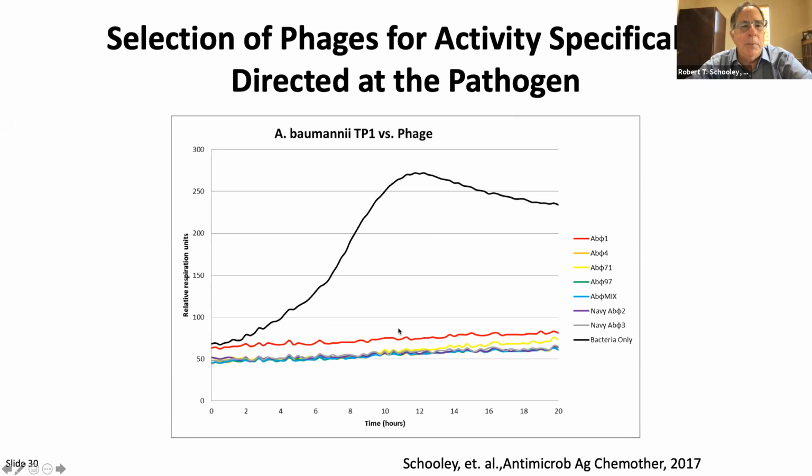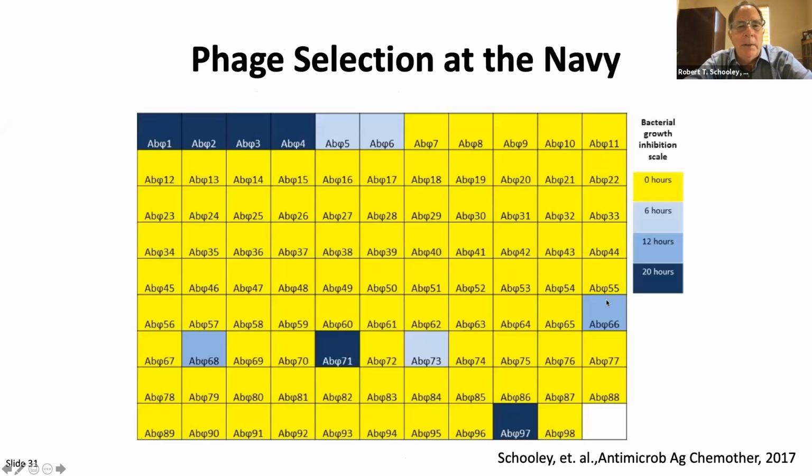And you can see that in this experiment, there are 5 phages that suppress growth of the organism over the course of a 20-hour period. And then when the phages are put together in a cocktail in the mixture, same thing is true. This is a depiction of the 96-well plate, and what you can see is that in dark boxes, there were 6 phages that were able to suppress growth of the organism for over 20 hours.